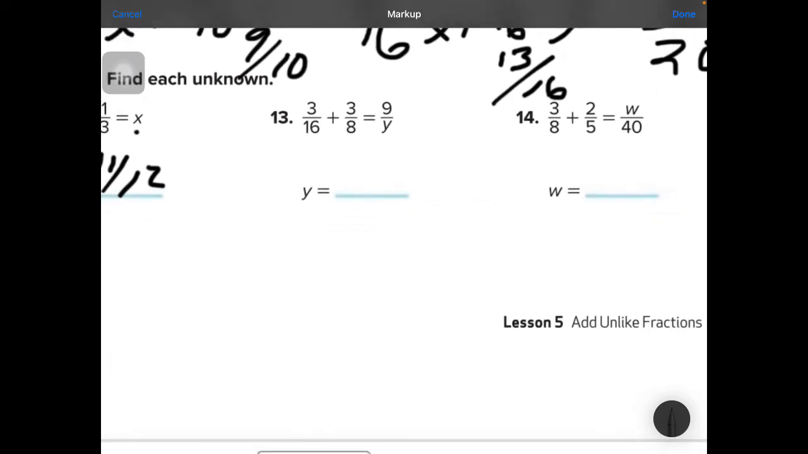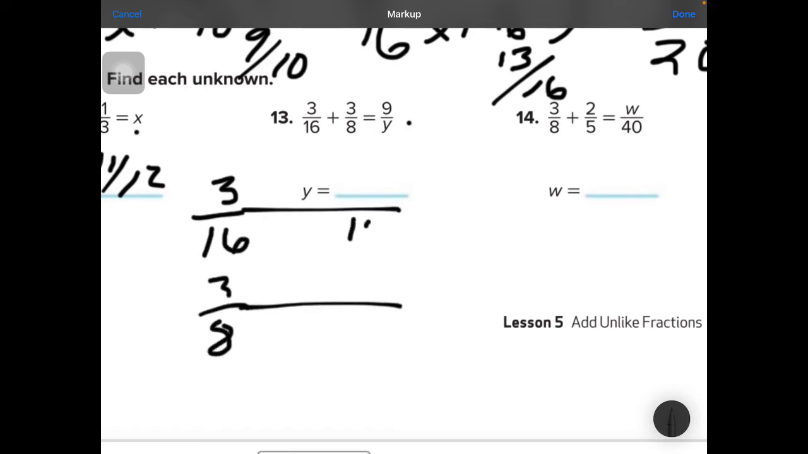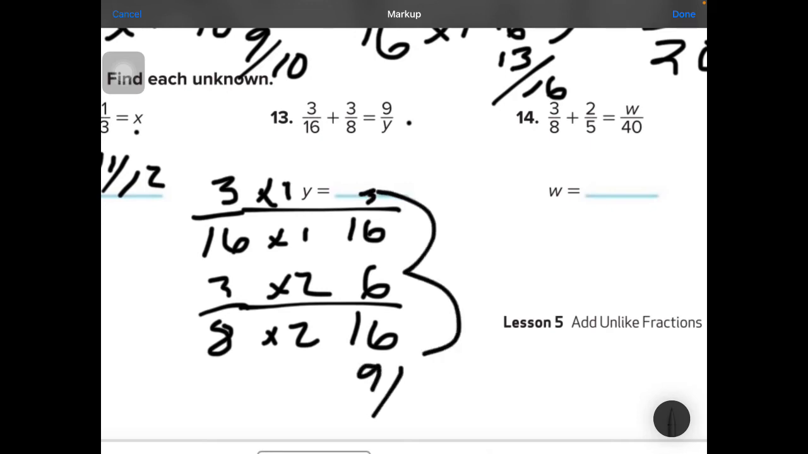Okay, right here, they have part of an answer. We need to figure out what is the rest. So let's work out the equation. We have 3/16, 3/8. I'm going to put 16 here, 16 here. 8 will go into it twice. So 3 times 2 would be 6, and 3 times 1 would be 3. So 3 plus 6 would be 9/16. And I can't simplify that down anymore. So it's going to be 9/16. And they want to know what y is. Y equals 16. I'm going to circle that so that you know that's my answer.